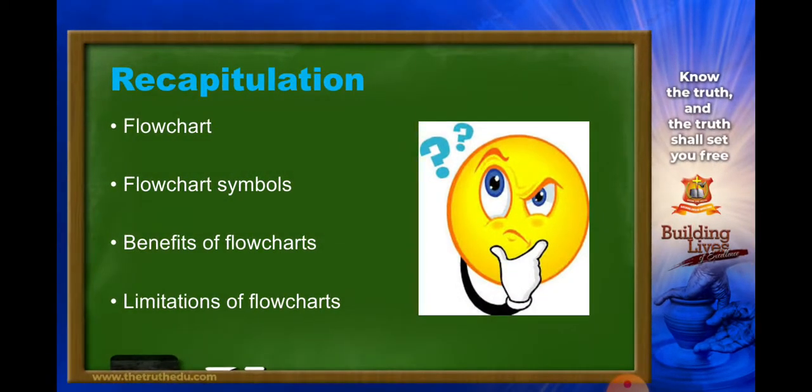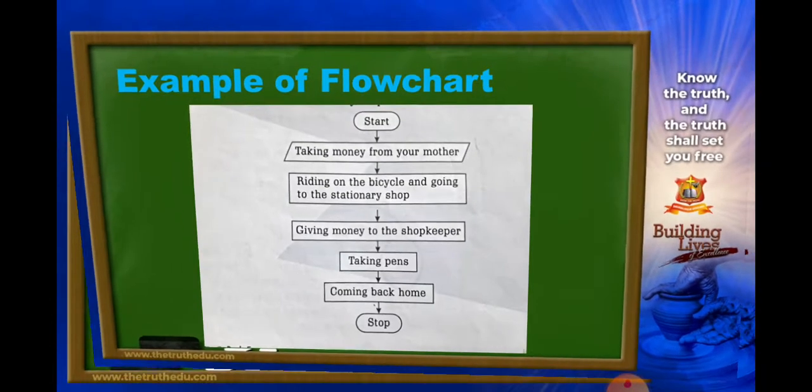So students, in flowcharts we have learned the definition of a flowchart. We have learned about different symbols of flowcharts. We have learned about the benefits and limitations, which are the advantages and disadvantages of a flowchart. So today let's start our class with the first example.